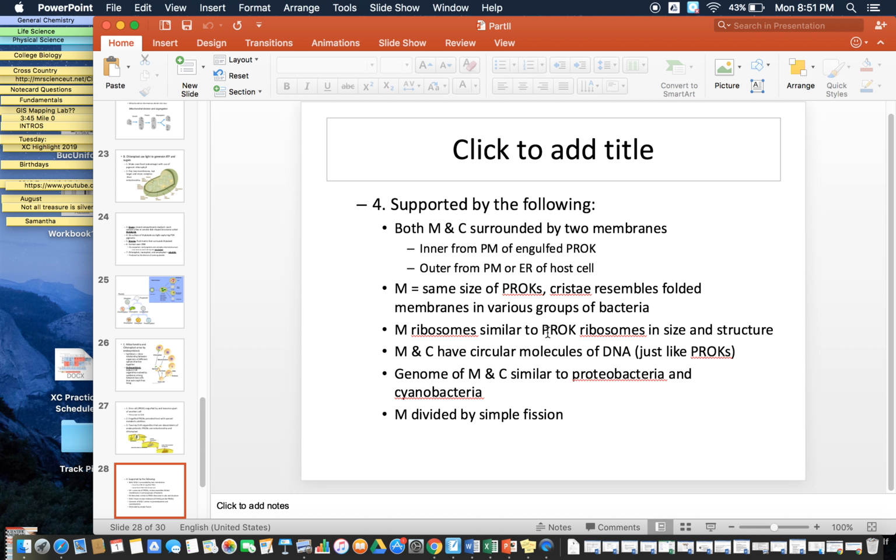Mitochondrial ribosomes are similar to prokaryotic ribosomes in size and structure. Mitochondria and chloroplasts have circular molecules of DNA, just like prokaryotes. So they're not linear like eukaryotes, they are circular. The genomes of mitochondria and chloroplasts are similar to proteobacteria as well as cyanobacteria. And also mitochondria divide by simple fission, where they grow, elongate, and just split in two.